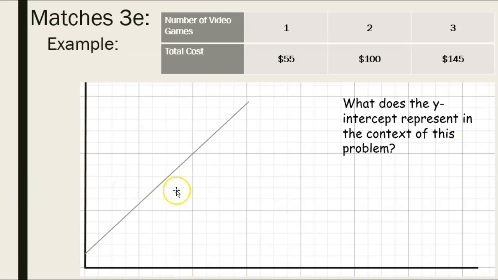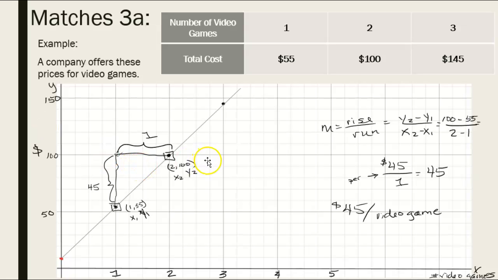Now this is going to be part E from number 3. What does the y-intercept represent in the context of this problem? This is the one I was talking to you about that I really don't like this question a whole lot because it's weird. Okay, so I want to talk you guys through it. It doesn't make any sense in this particular case. Here's what the y-intercept represents. Same idea as using these labels, right?